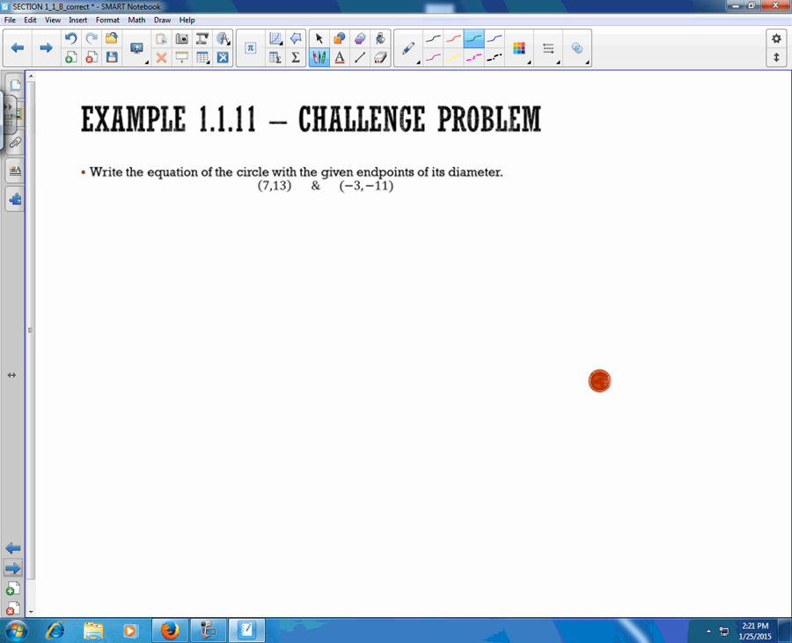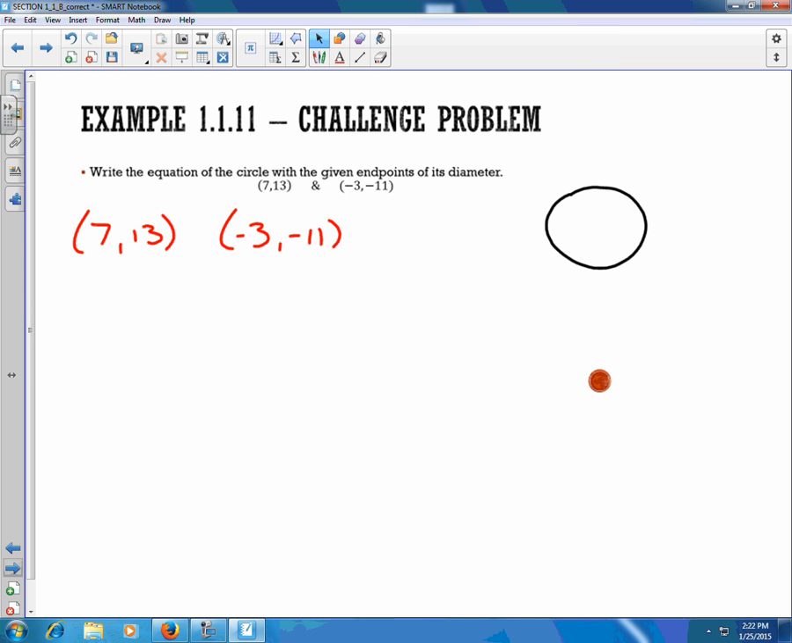Finally, we're going to try a bit of a challenge problem. This is going to incorporate some things from the entire section, so from part A as well. We're going to write the equation of the circle with these given endpoints of its diameter: (7, 13) and (-3, -11). So what we essentially have is a circle, and we have two endpoints of the diameter. The diameter stretches across the circle through the center.